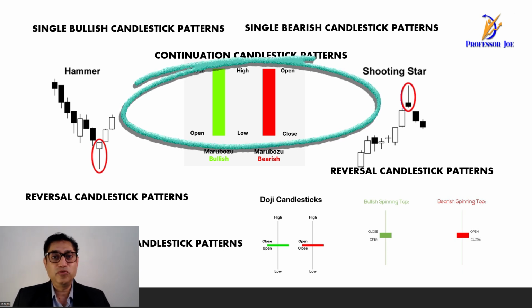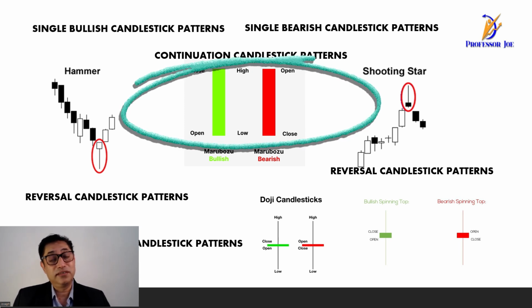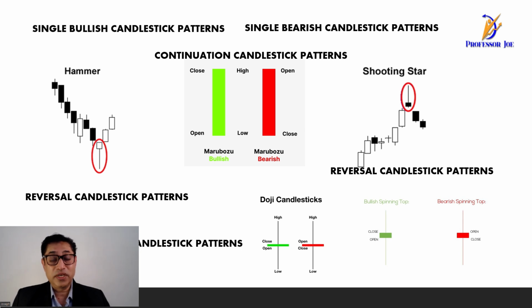The third type of single candlestick is the Marubozu. If you find a Marubozu at the bottom, yes, it's a reversal pattern. But if you find it in the trend, it is also called a continuation pattern. So candlestick patterns can help you understand whether the trend is going to reverse from here or continue from here.